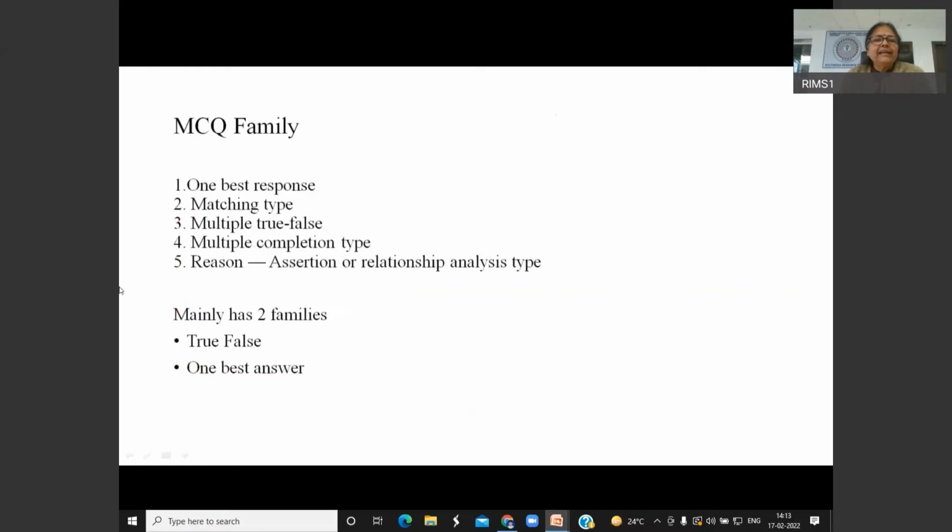So basically, we can divide the MCQ family into 5 types. That is the one best response, then matching type, then multiple true false type, then multiple completion type, and then reasoning assertion or relationship analysis between the statement and the options. So basically, this is also about the same types of A, B, C, K, R formats. Here also we are talking about the same MCQs. Later on it was divided into 2 families: one family belongs to true and false, and another family belongs to one best answer.